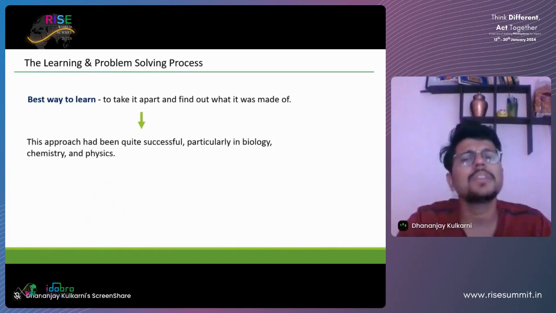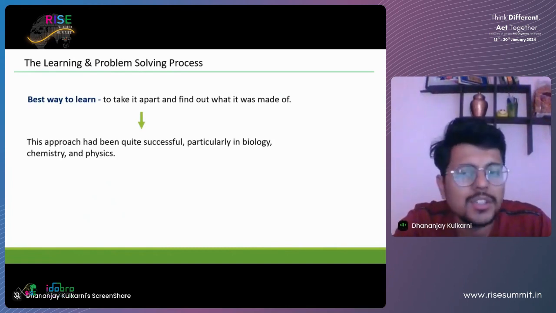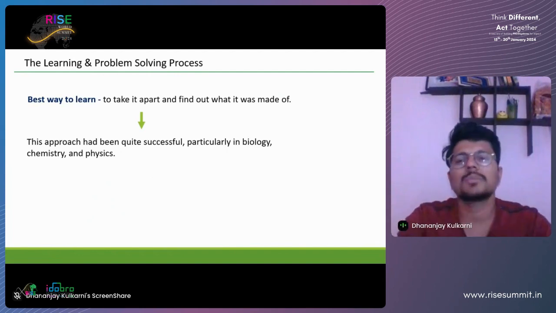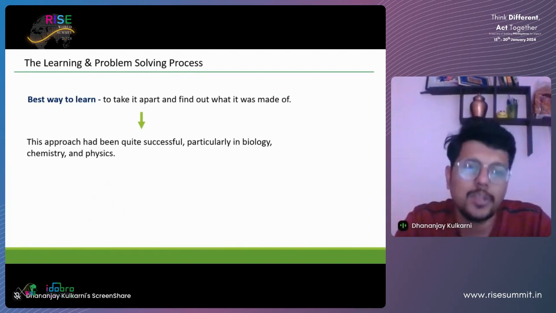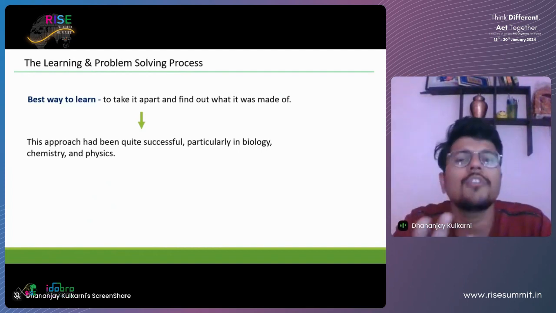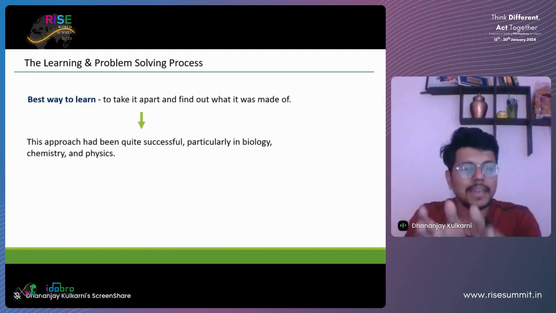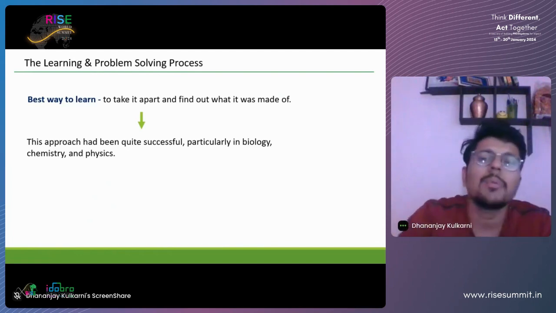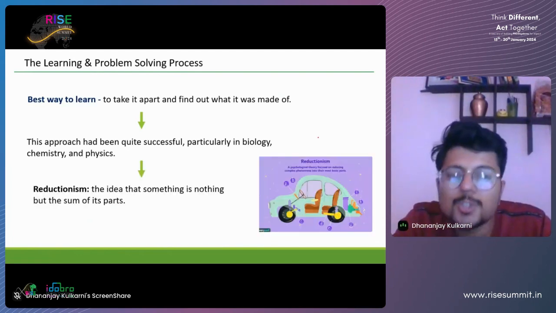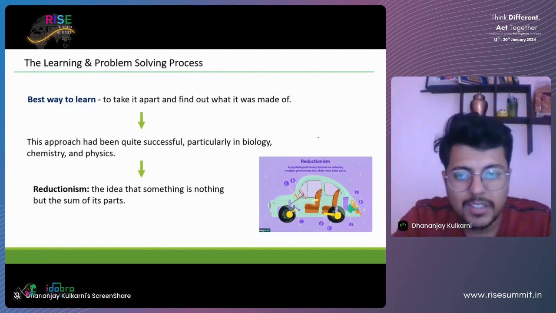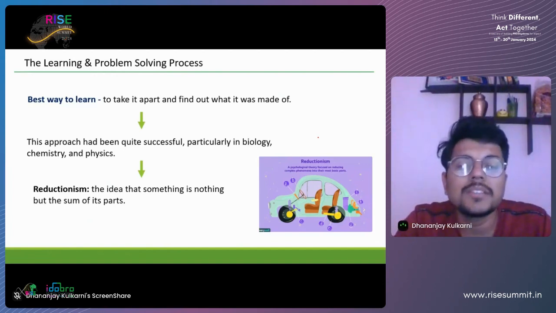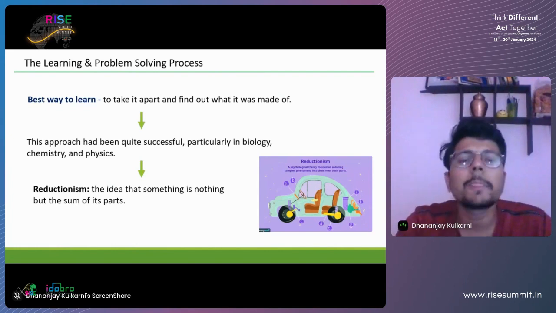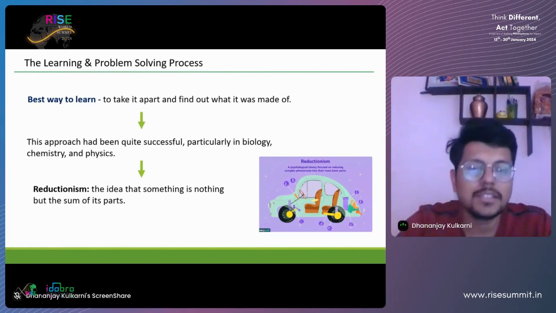So this approach has been quite successful, particularly in biology, chemistry, and physics. Whatever concepts, whatever applications, whatever science that has been developed, most of the development occurred because of this approach: dividing it into multiple parts, finding out what it is made up of, and then you get to know about it. This is called reductionism, right? The idea that something is nothing but the sum of its parts. It has been useful till this time.